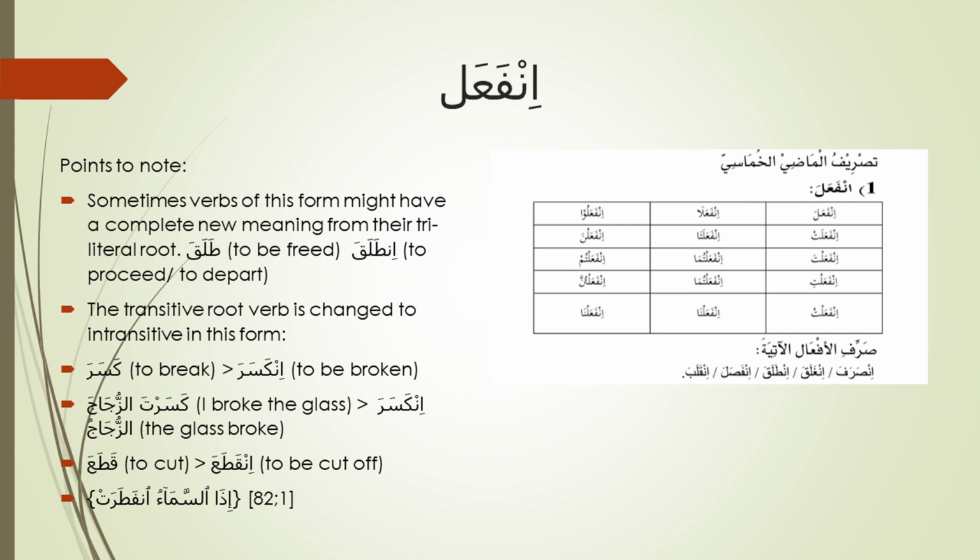Understood. So the transitive has the doer of the action and the thing that the action is landing upon. And then we have the intransitive: the thing that the action is landing upon, if it comes on this scale, is enough. So if I say inkasara az-zujaju, the thing that broke. The thing that's broken in the first example is the doer of the second example. I'll say kasara Muhammadun al-qalama. You have Muhammad and qalam. But here I can say inkasara al-qalam. That's enough.